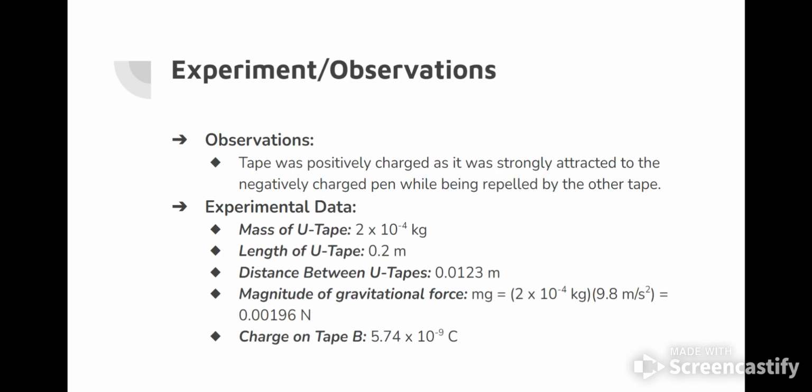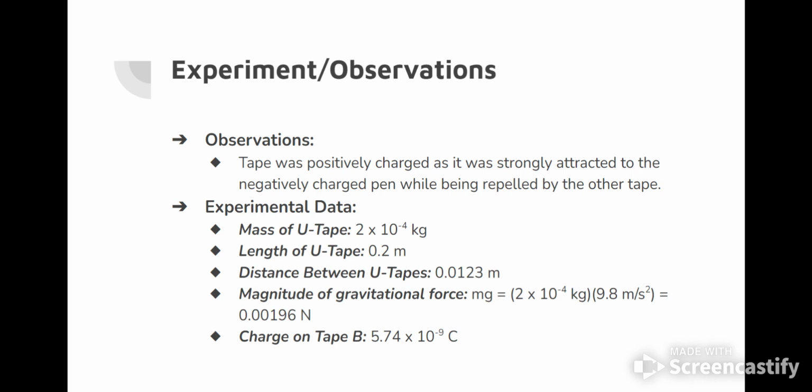The experiment and observations made in this lab were that the tape was positively charged, as it was strongly attracted to the negatively charged pen while being repelled by the other tape. The experimental data collected was that the mass of the U-tape was 2 times 10 to the negative 4 kilograms. The length of the U-tape was 0.2 meters. The distance between the U-tapes was 0.0123 meters.